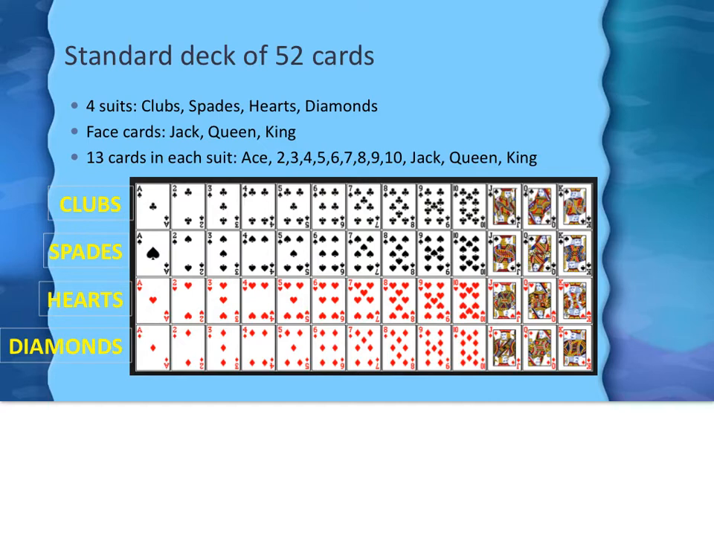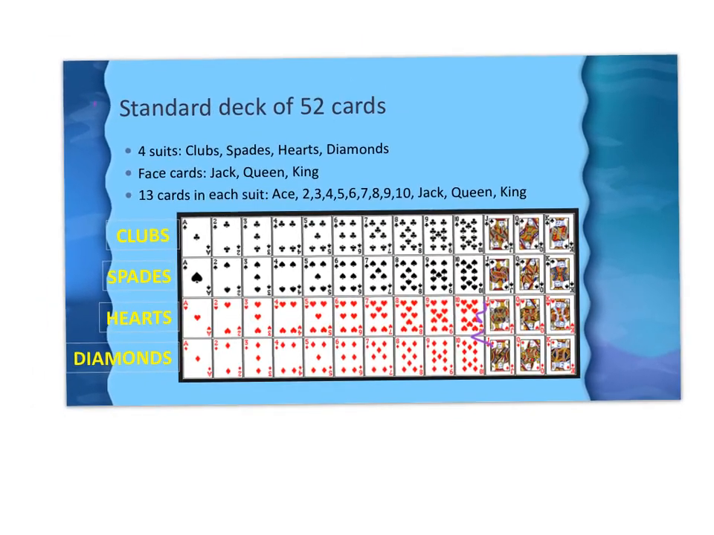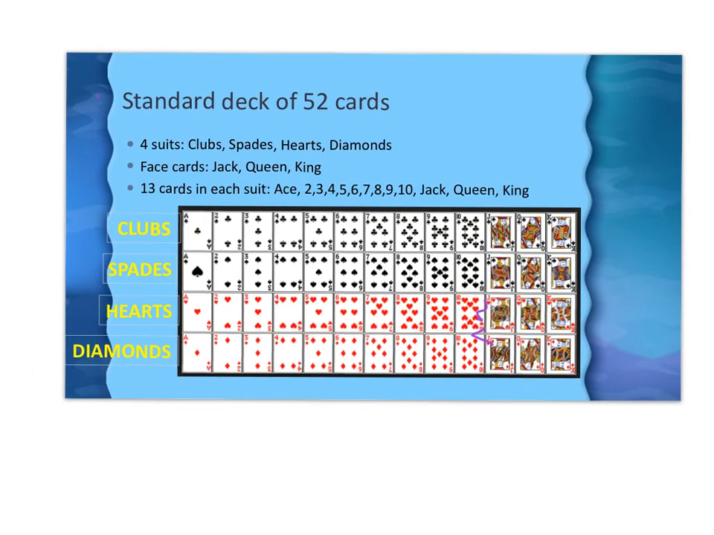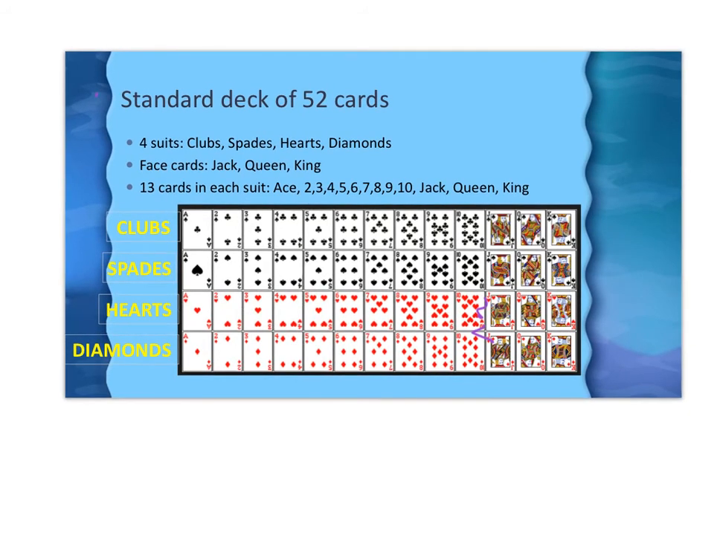In a deck of 52 cards, so we are not considering jokers to be in a standard deck of cards, there are 4 suits. There are clubs, spades, hearts, and diamonds. The face cards are the ones that literally have a face on them. So these are the jacks, the queens, and the kings. There are 13 cards in each suit. So there are 13 clubs, 13 spades, 13 hearts, and 13 diamonds, which means there are 26 red and 26 black. And they are ace, 2, 3, 4, 5, 6, 7, 8, 9, 10, jack, queen, king.